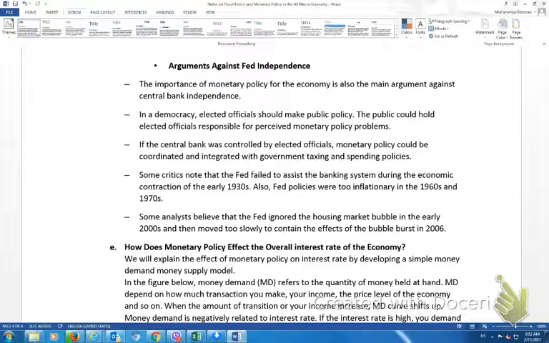If the central bank was controlled by elected officials, monetary policy could be coordinated and integrated with government taxing and spending policies. This is a very contentious argument, and there are strong supporters and also critics of this idea. A lot of people argue that there should be independence between the fiscal policy and the monetary policy of the government. Some would argue that it already exists.